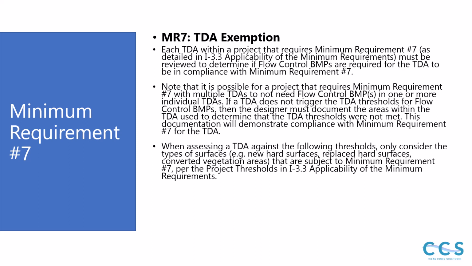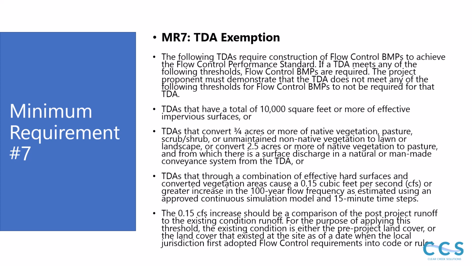When assessing a TDA against the following thresholds, only consider the types of surfaces, e.g. new hard surfaces, replaced hard surfaces, converted vegetation areas, that are subject to Minimum Requirement number 7 per the project thresholds in 1.3.3, Applicability of the Minimum Requirements. The following TDAs require construction of flow control BMPs to achieve the flow control performance standard. If a TDA meets any of the following thresholds, flow control BMPs are required. The project proponent must demonstrate that the TDA does not meet any of the following thresholds for flow control BMPs to not be required for the TDA.